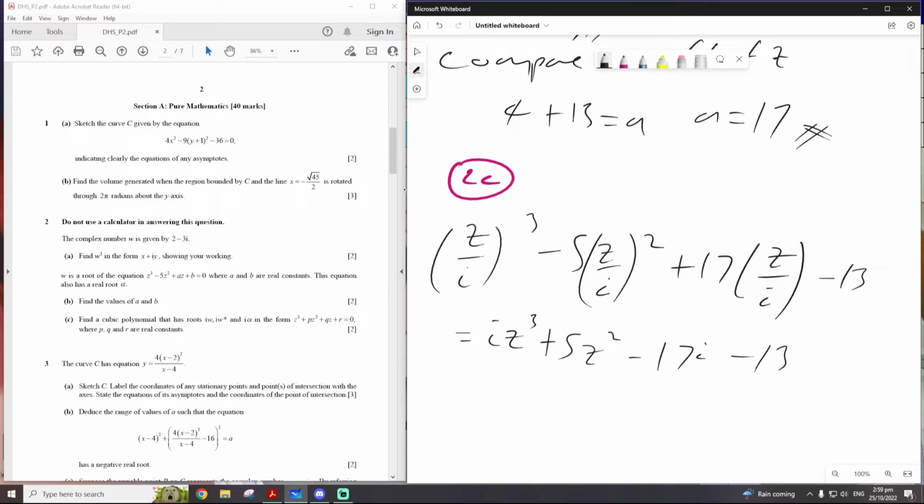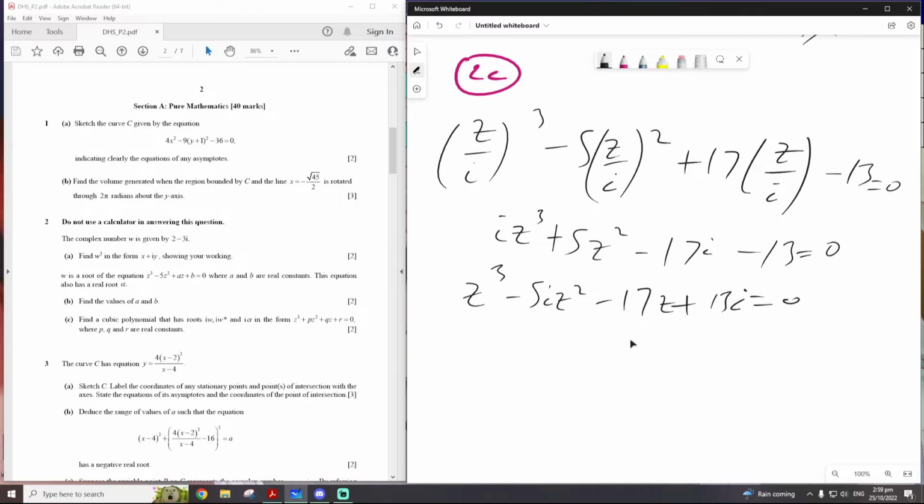Let's set this to be 0, and I'll divide throughout by i, so that I get z cubed minus 5iz squared minus 17z plus 13i equals 0. So this will be the cubic equation that you're looking for. The problem is that p, q, and r are obviously not real here. p and r in fact are imaginary. I think there's an error in the question, but we'll leave it at that as the answer.